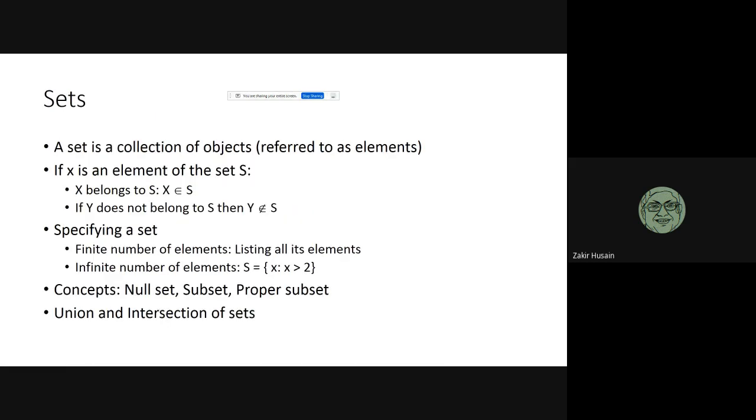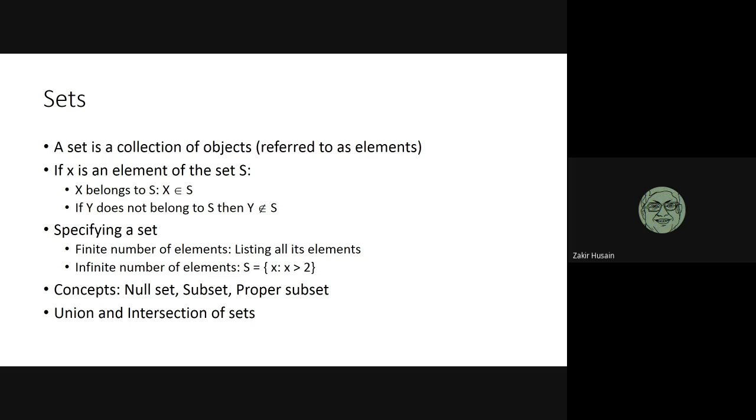Okay. Now, I think all of you know what sets are. What is a union, what is an intersection, and so on. Is there anyone who doesn't know what sets are? Okay. So I'm going to just go through this set theory part very quickly.